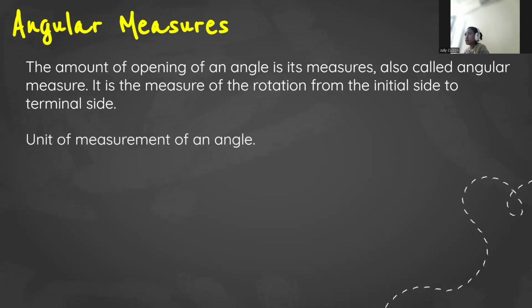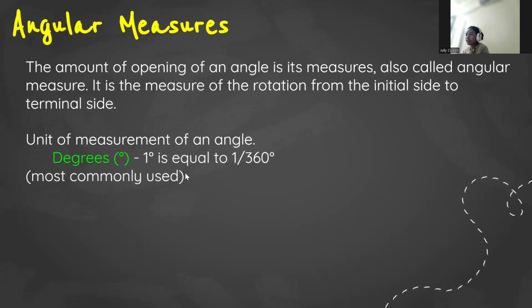When you were in junior high school, I know the first unit that you encountered when you talked about angles is degrees. Half of a circle is 180 degrees. How about a quarter of a circle? That is 90 degrees. Degrees is the unit we most commonly meet. And 1 degree, class, is actually equal to 1 over 360 of a revolution.